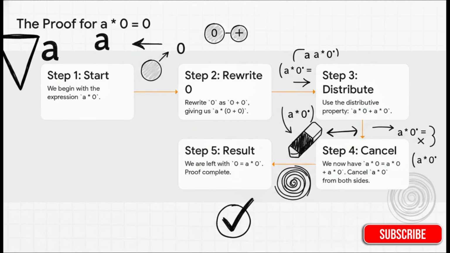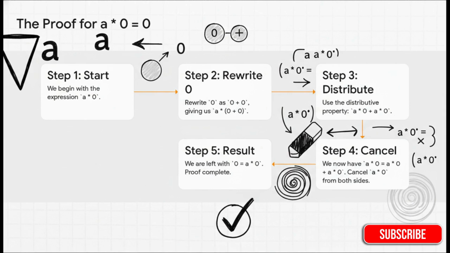We start with what we're trying to figure out, a times 0. Now, one of our rules says that the zero vector plus itself is still the zero vector, right? So we can rewrite our expression as a times (0 + 0). Now remember that star player, rule number 5, the distributive rule? We use it right here to break this up into a times 0 plus a times 0.